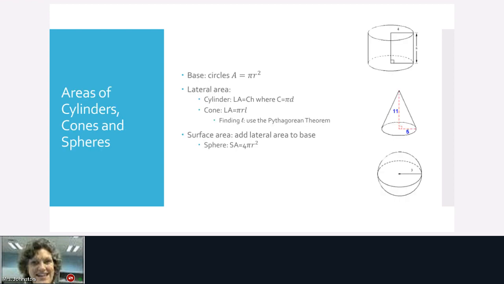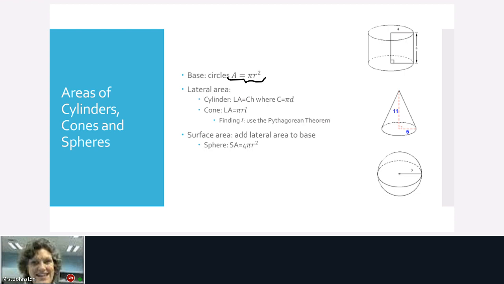Okay, we learned a lot about the areas of cylinders, cones, and spheres. Again, the base formula is area equals pi r squared. The radius is always a super important measurement. Remember, if you're given the diameter instead of the radius, the radius is just half of it. So you have the information you need.